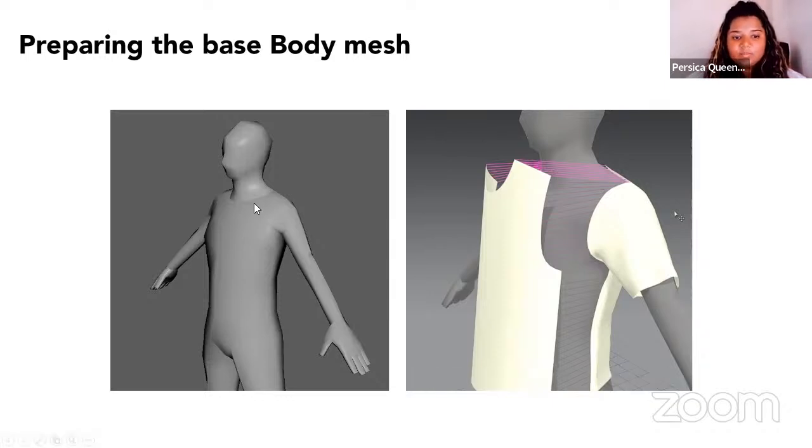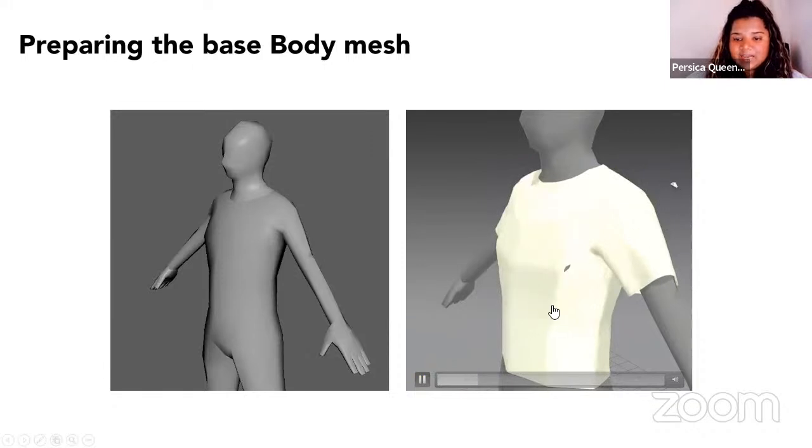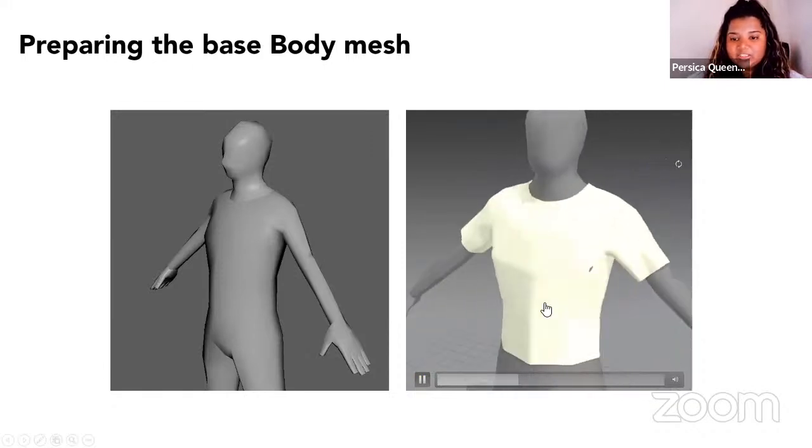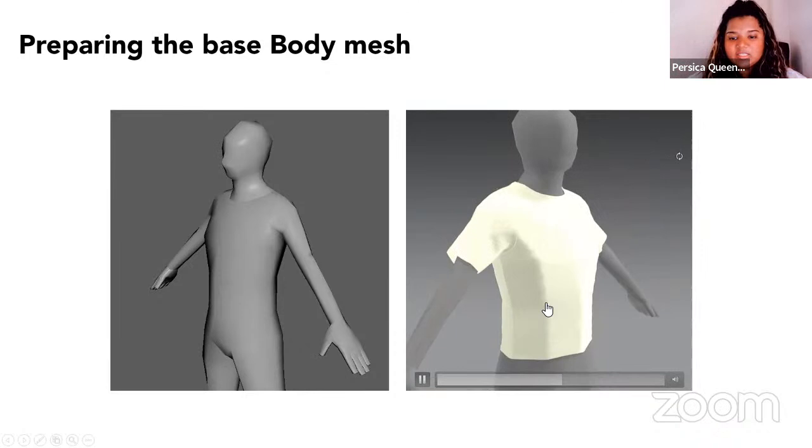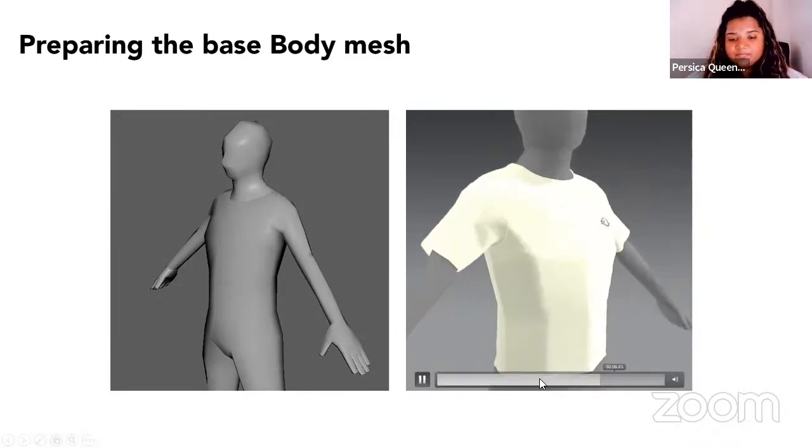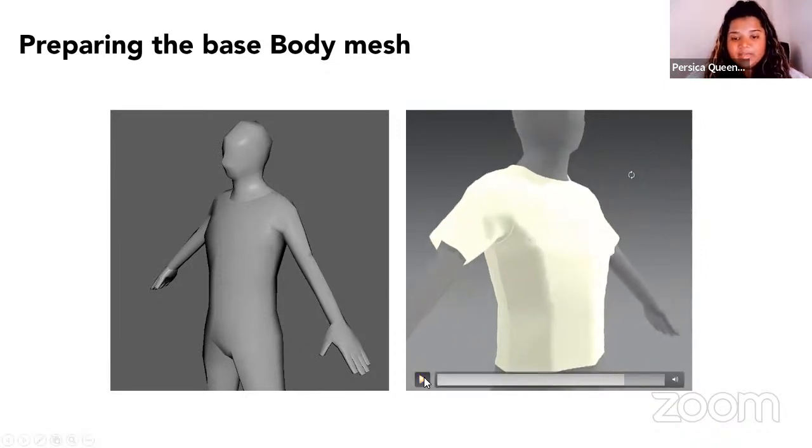So you see that our default body mesh has hard edges and is very blocky. And if I simulate my garment on top of that, you'll see that it takes this weird shape, like with sharp edges, and we don't want that. So I'll just prepare my body mesh to be very smooth, and we'll see how to go about that.